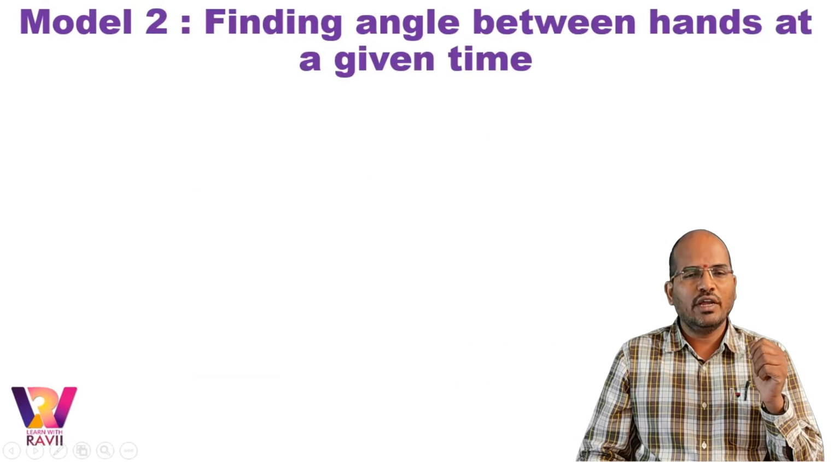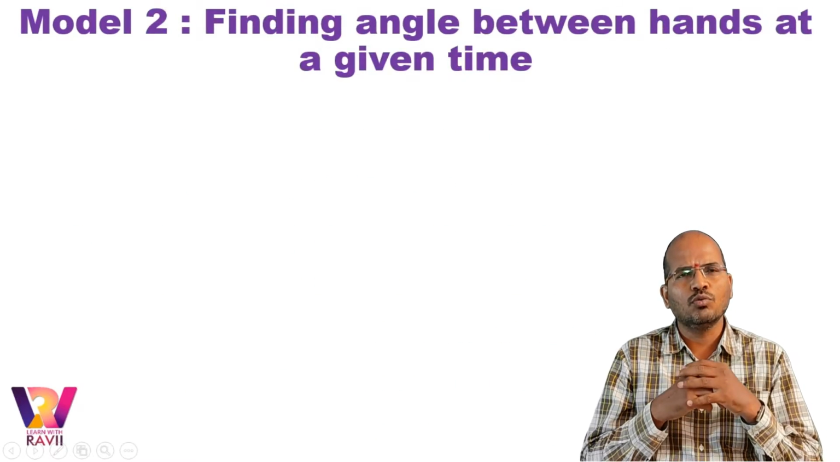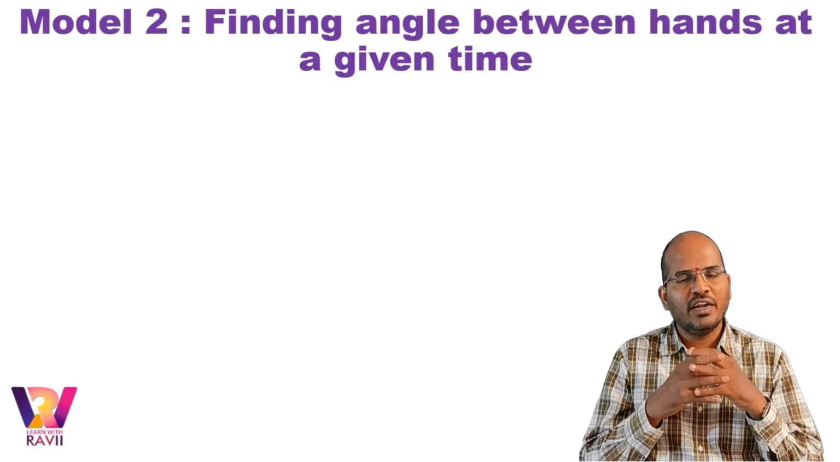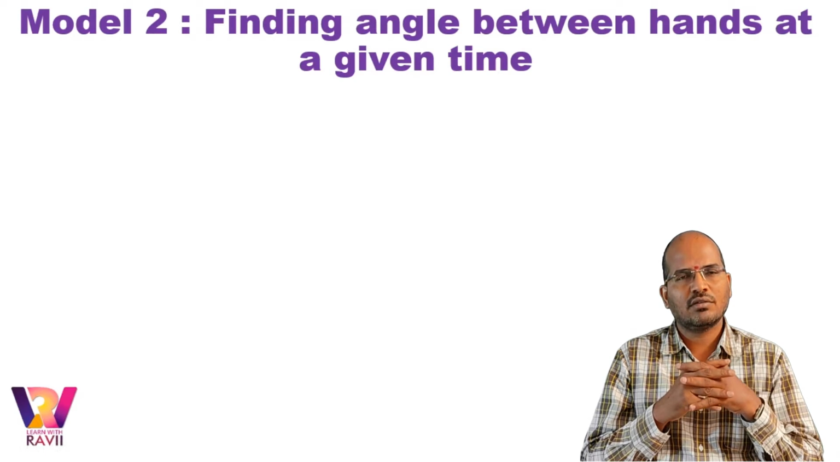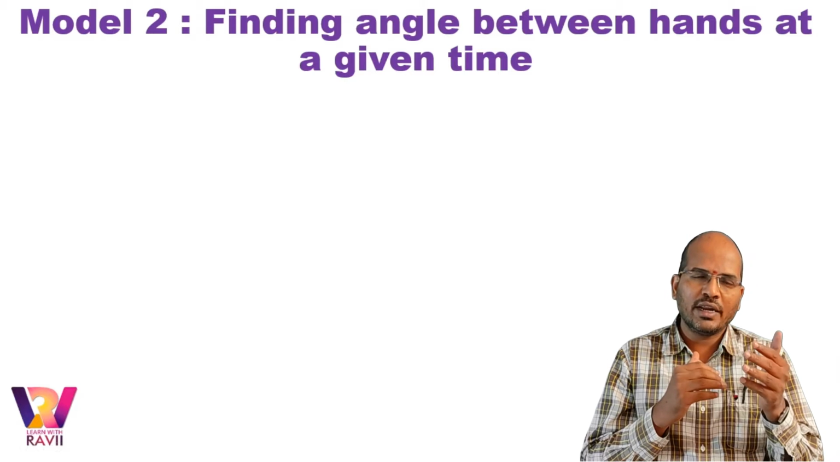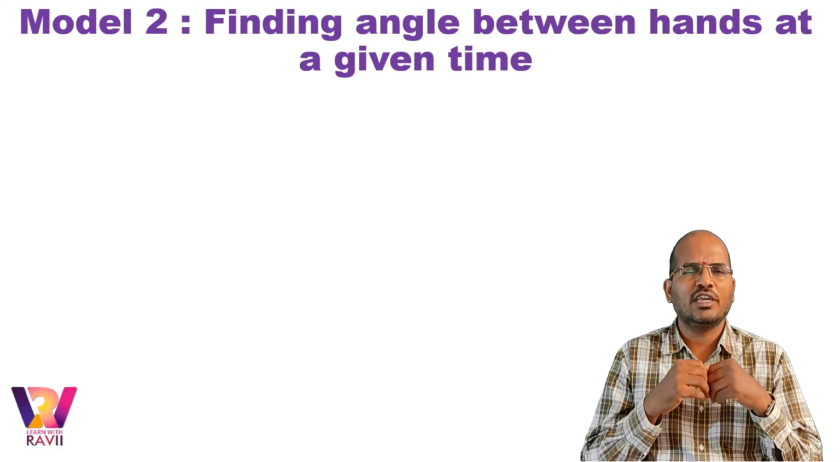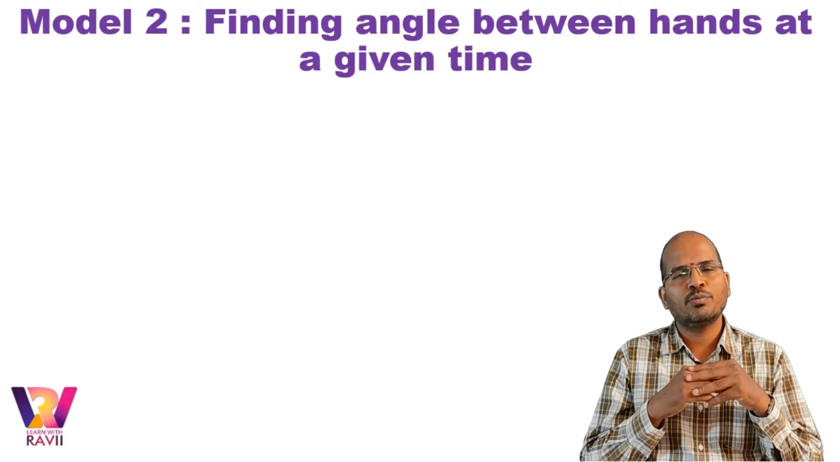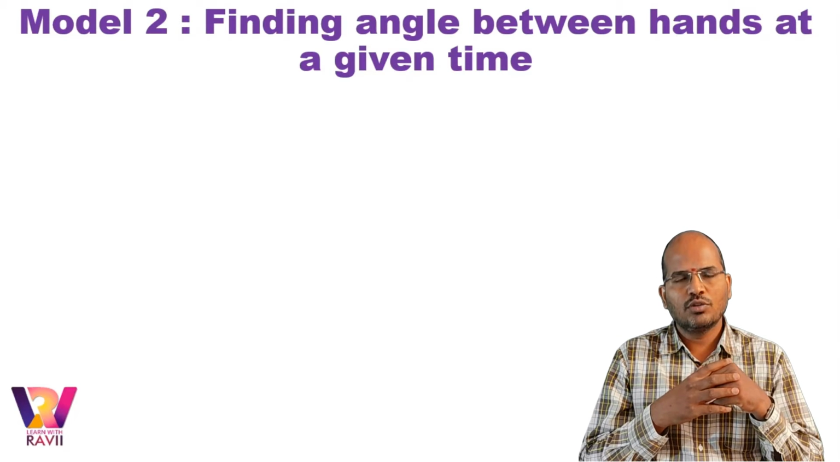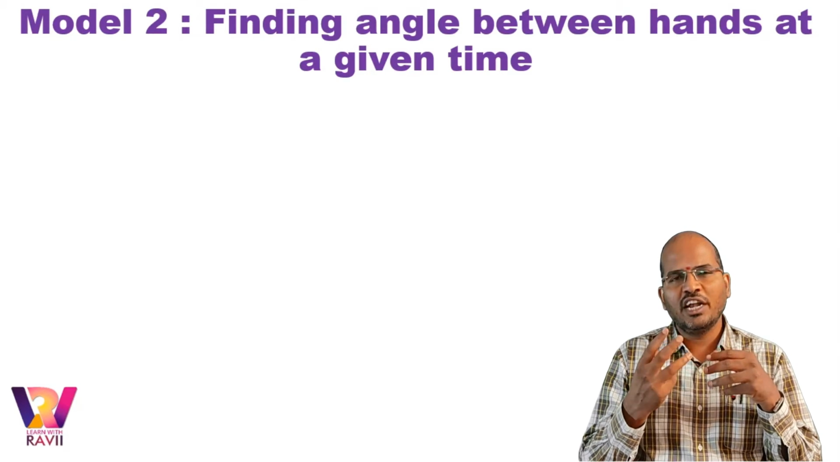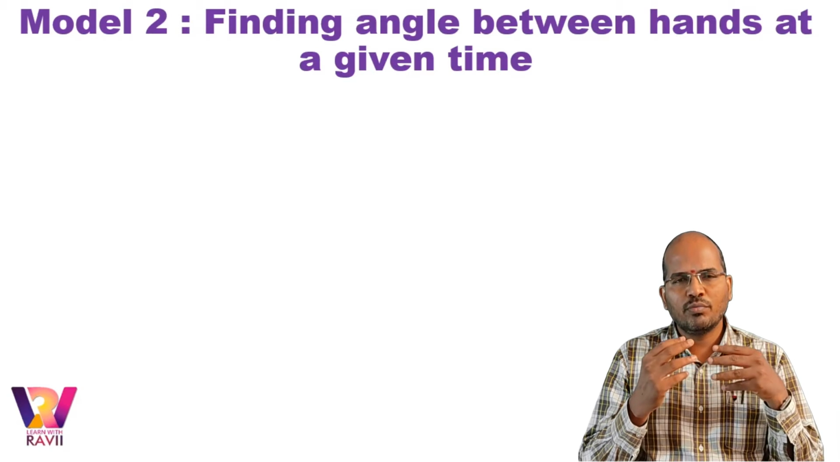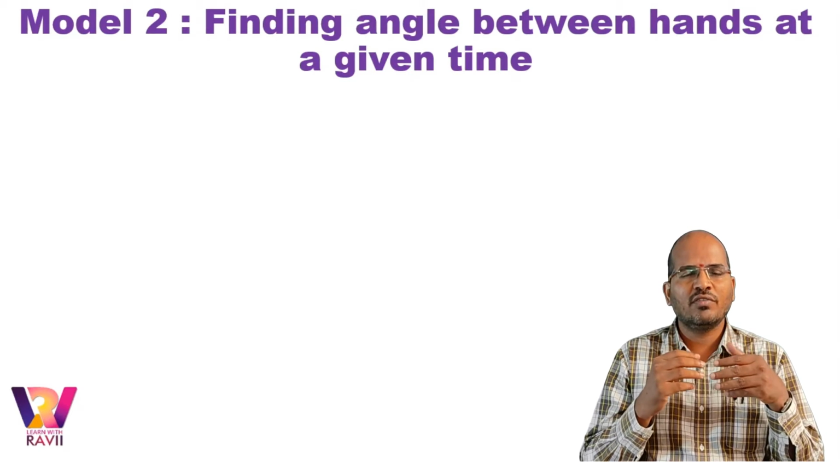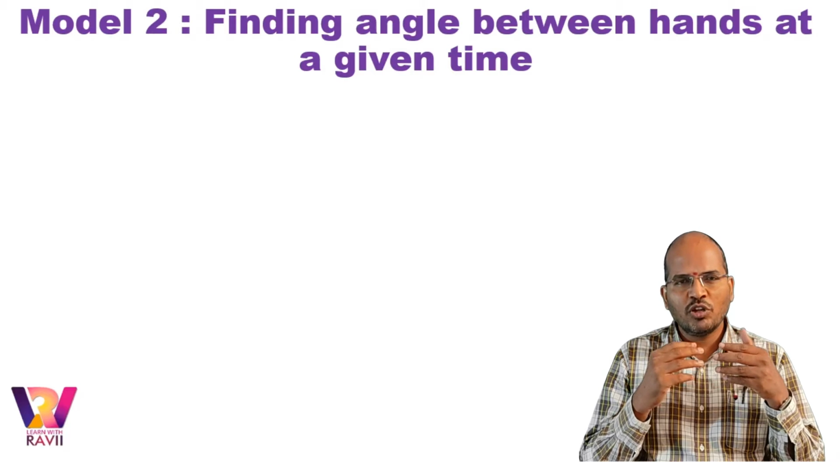Fine. Now going ahead, model 2 is all about finding the angle between the hands. Hands here means the minute hand and the hour hand at a given time. Now we can solve this model in many ways. I will do it in 3 different ways. To make things easy, let me start with a model where we use a formula.